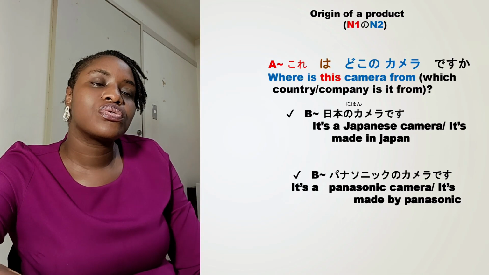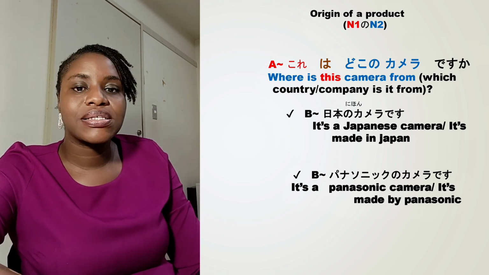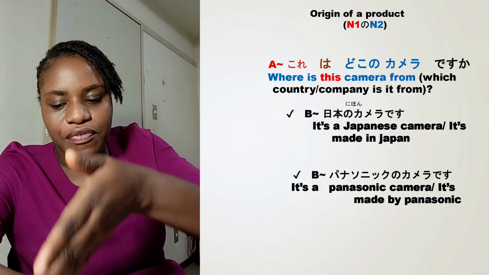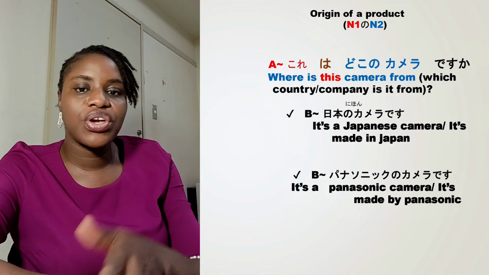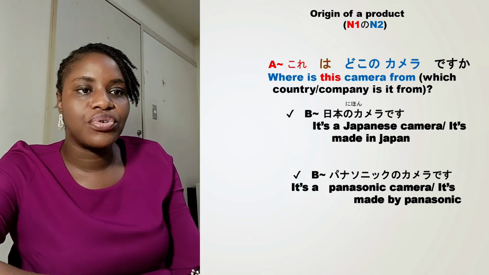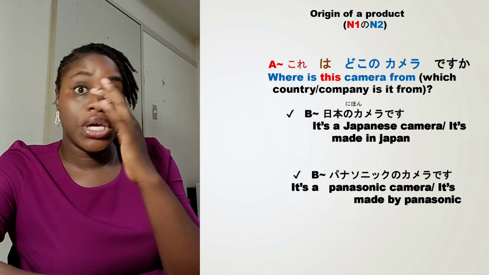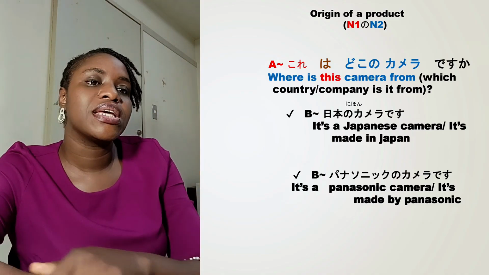The next is when we want to talk about the origin of a product. This is also another use of no. When I want to ask where a particular product is from, if you have a first noun, then no in the middle, and a second noun, where you have a place and then a product, it means that product was made in that place. So a location is noun one and a product is noun two.